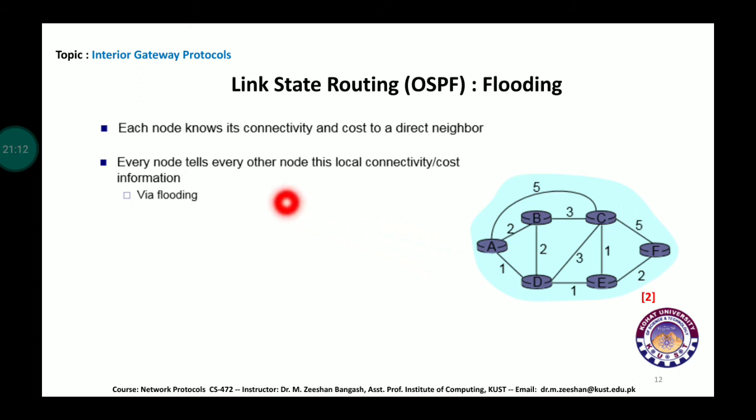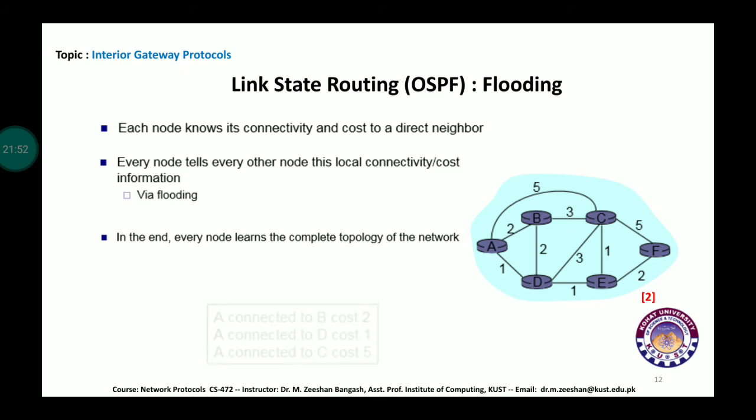So here OSPF works on the mechanism of flooding. Every node tells every other node this local connectivity cost information, that is why it is called flooding; it sends this information to the other nodes that are connected. Now at the end, every node learns the complete topology of that network. So when this OSPF algorithm, which is the Dijkstra algorithm, executes, after its execution every node knows the link cost information of every other node towards its neighbor directly, or toward itself indirectly.